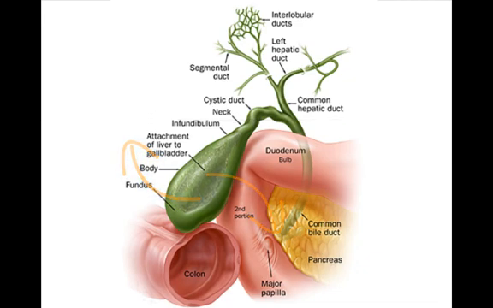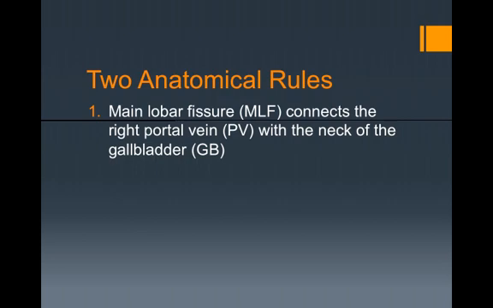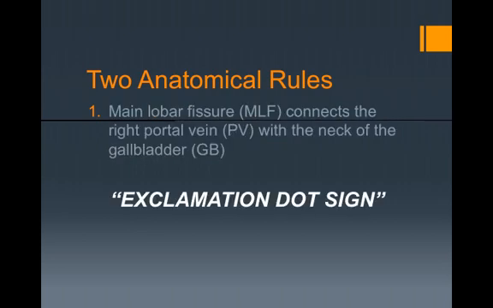2 anatomical rules may therefore be found helpful. The neck of the gallbladder possesses a fixed relationship to the main lobar fissure, or the MLF, and the right portal vein. The MLF connects the right portal vein to the gallbladder neck, and the fissure can be traced between the 2. This yields the so-called exclamation dot sign, which can be seen on the following ultrasound image.